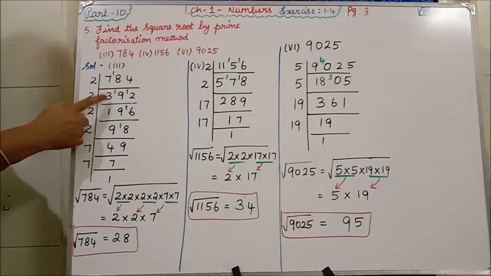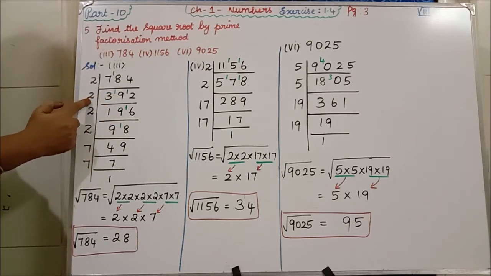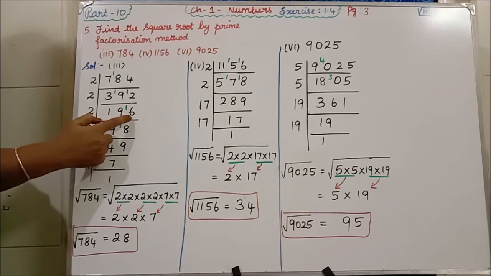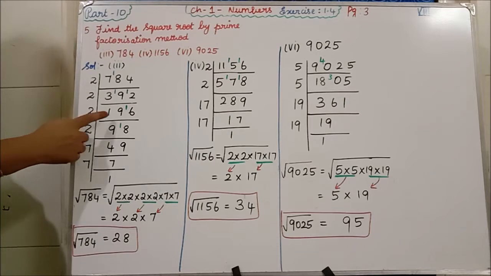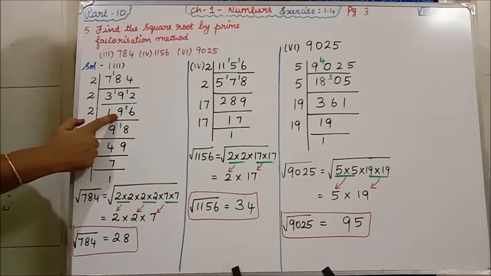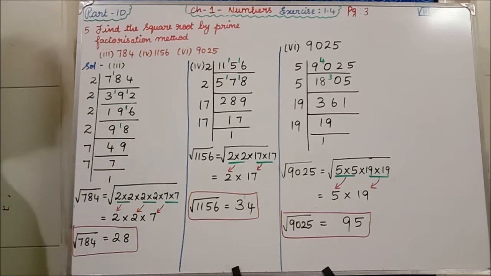1 2 is 2. Extra 1 is there, no, that 1 here. 19. So 9 2s are 18. Extra 1 here. 6 2s are 12. Clear? Again 2 table. So I am taking here 19 together. 9 2s are 18. Extra 1. 16 now. 8 2s are 16.